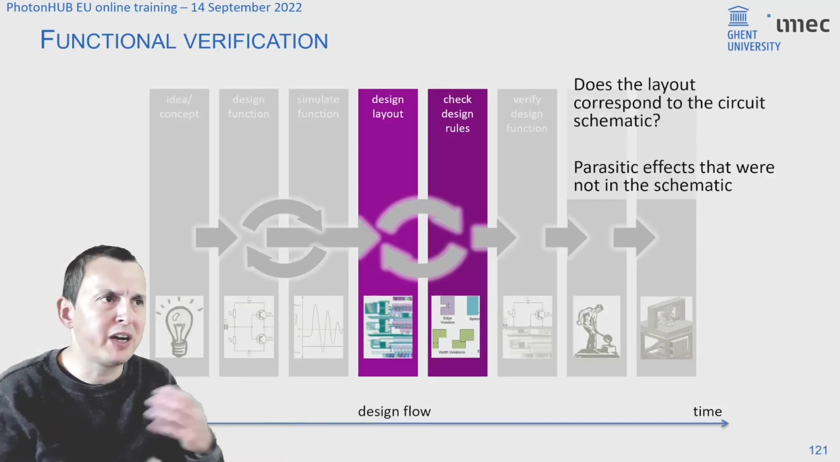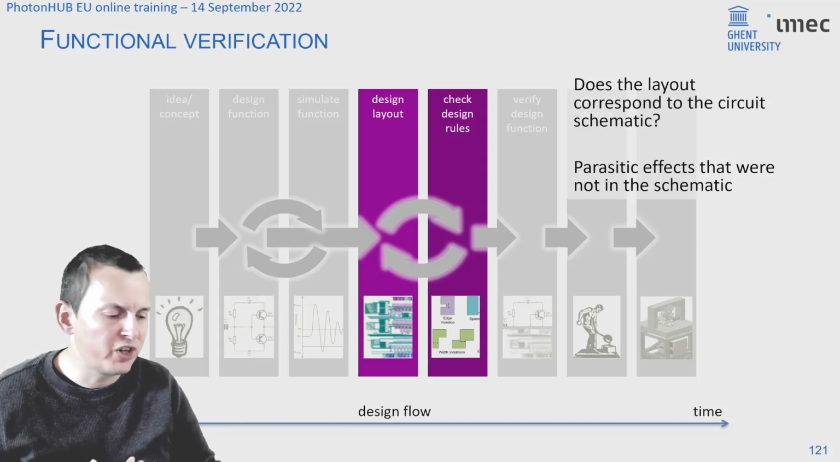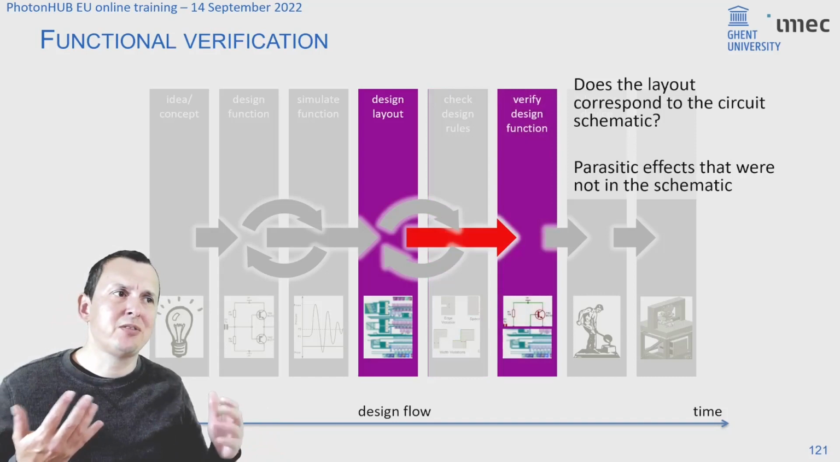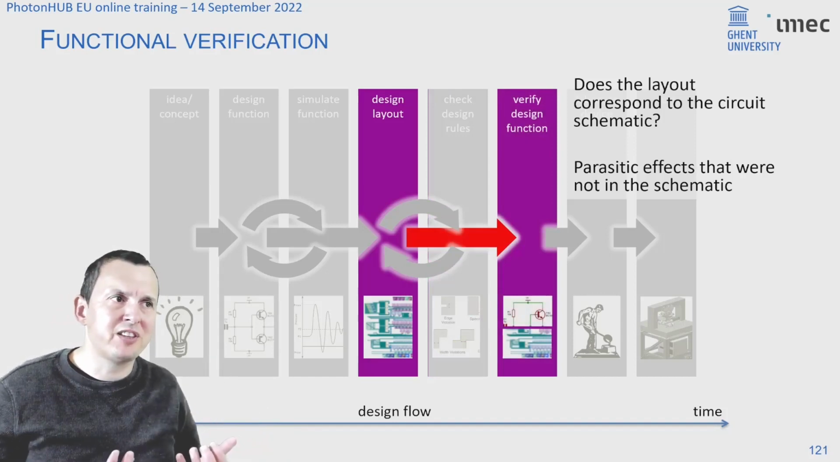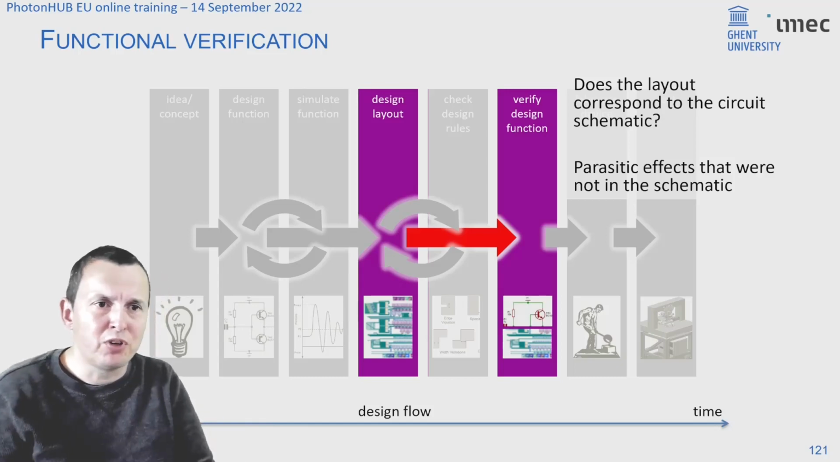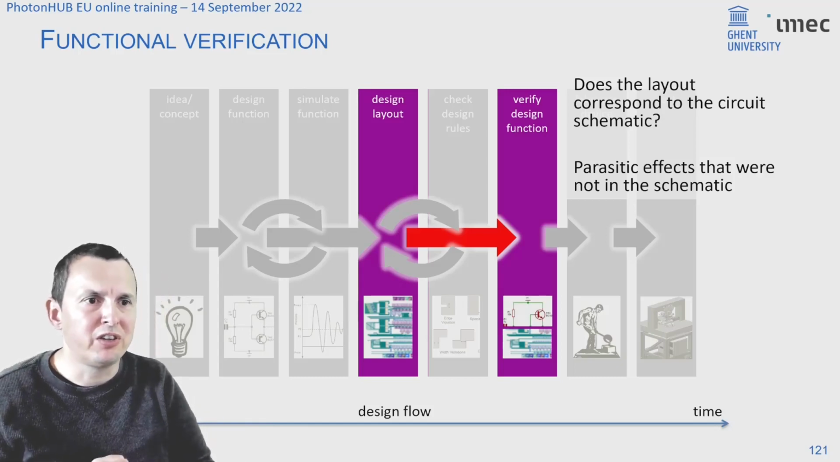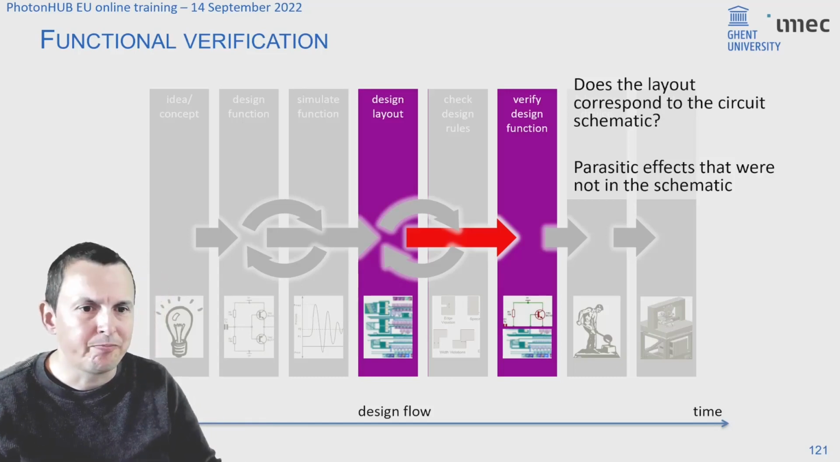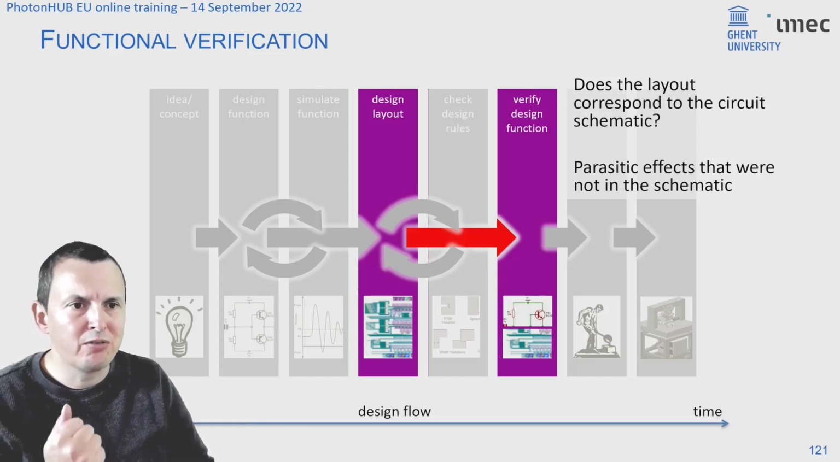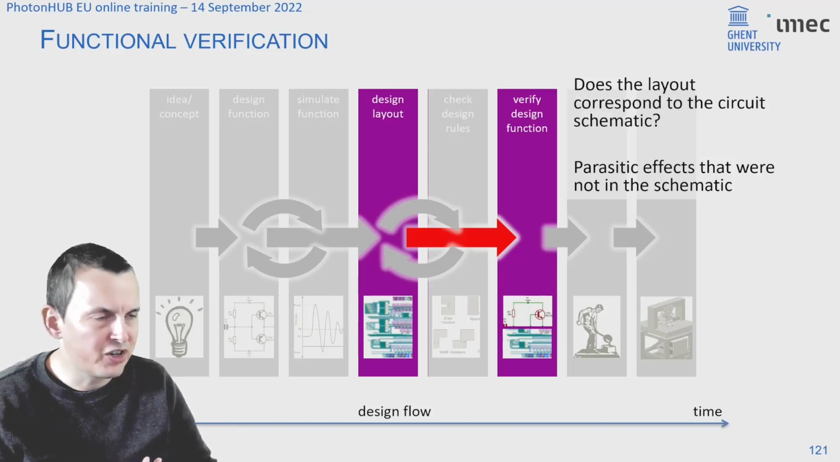So obviously this design rule checking is an iterative process. There's always going back and forth between layout and rule checking. And on top of that, there's a second verification process that's needed. You need to check whether your layout actually corresponds to your original design intent. And this is called schematic versus layout. It's a kind of functional verification.